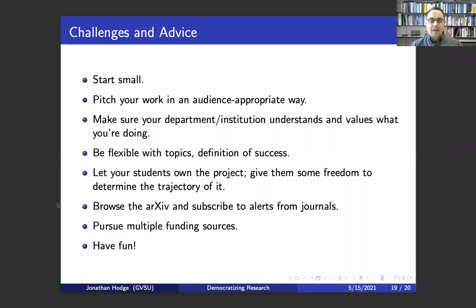I've done research with students in this area for all of my career really. And it's been one of the most rewarding aspects of my career. And I think it has the potential to be both impactful and also a lot of fun.